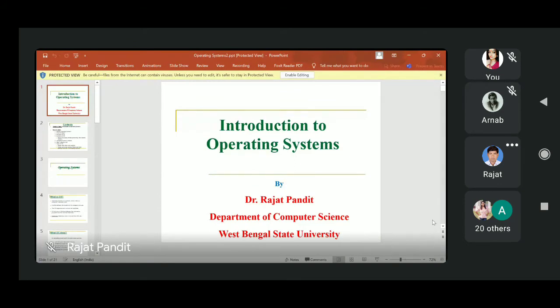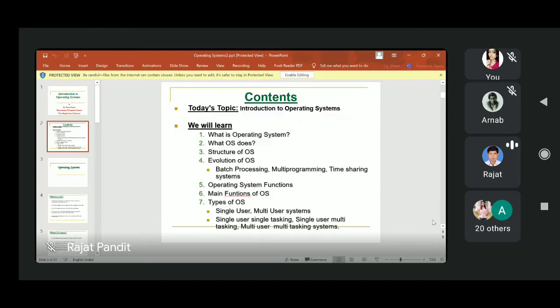Okay, so come to the next point, which we will discuss in more detail: what is an operating system, what the OS does, the structure of OS, the evolution of OS from batch processing to time sharing operating systems, the main functions of an OS, and types of OS. This much.